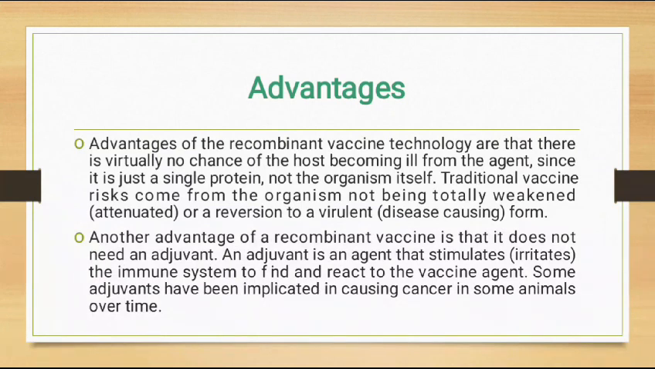Another advantage of a recombinant vaccine is that it does not need an adjuvant. An adjuvant is an agent that stimulates the immune system to find and react to the vaccine agent. Some adjuvants have been implicated in causing cancer in some animals over time.